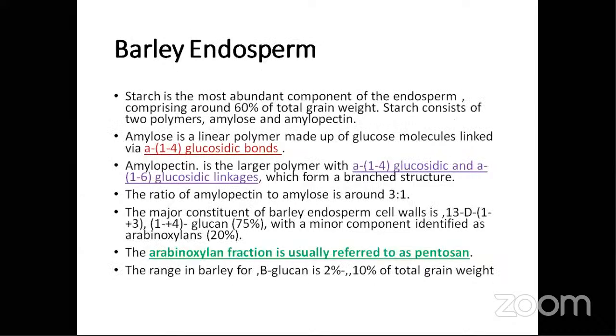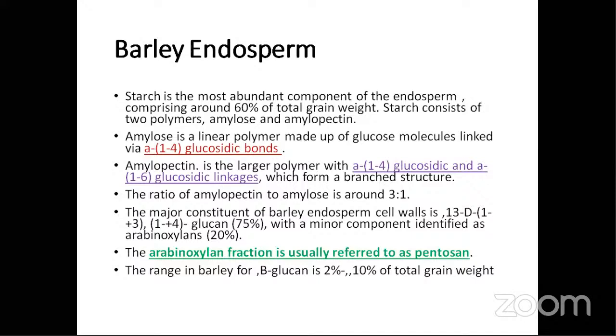Then comes the barley endosperm. Starch is the most abundant component and it constitutes around 60%. Starch is made up of two things, amylose and amylopectin. This is again another important point: amylose is a linear polymer, and in this the linkage is alpha-1-4 glucosidic linkage. This you should remember. In case of amylopectin, there are two types of linkages, that is alpha-1-4 glucosidic and alpha-1-6 glucosidic linkage. So that is very important.